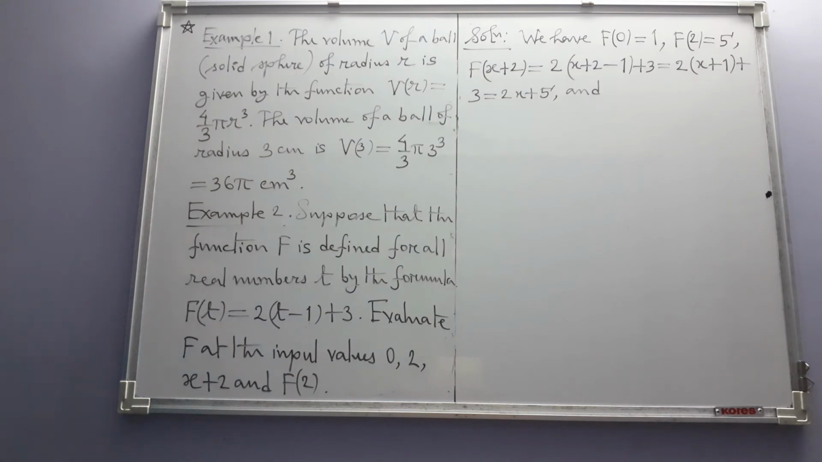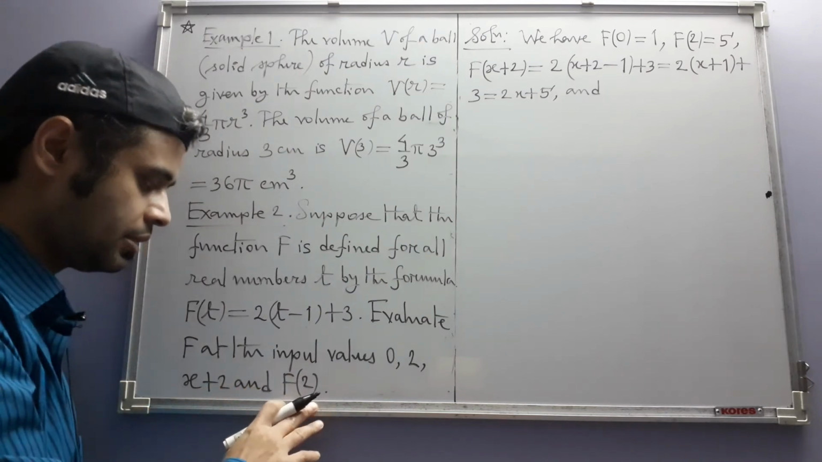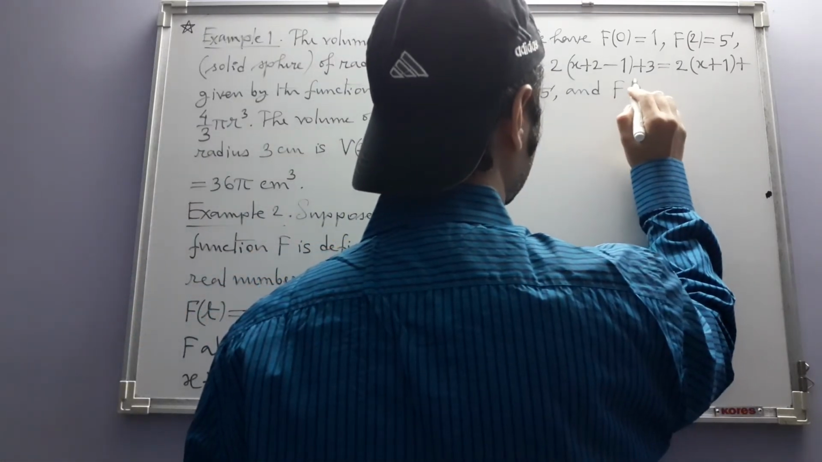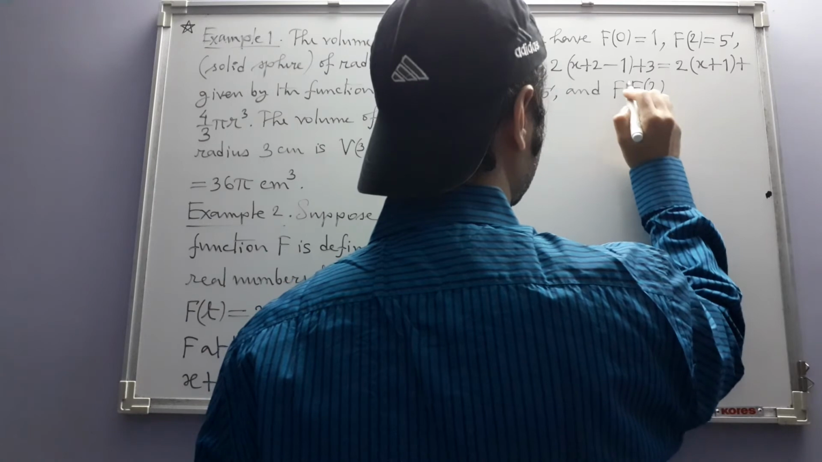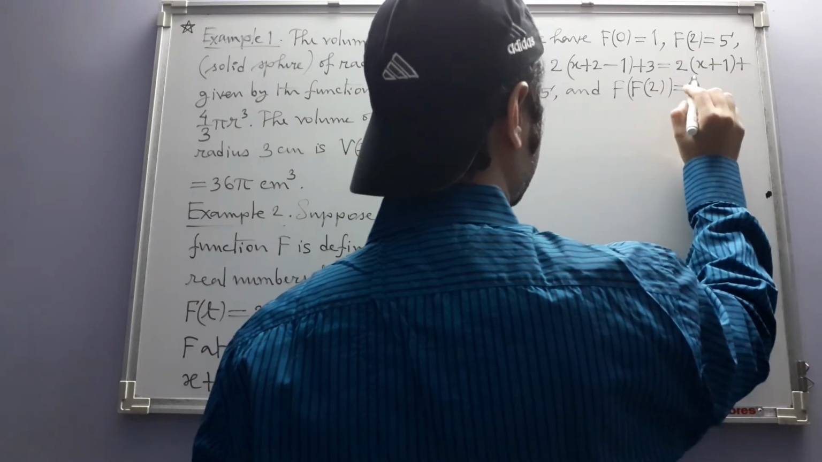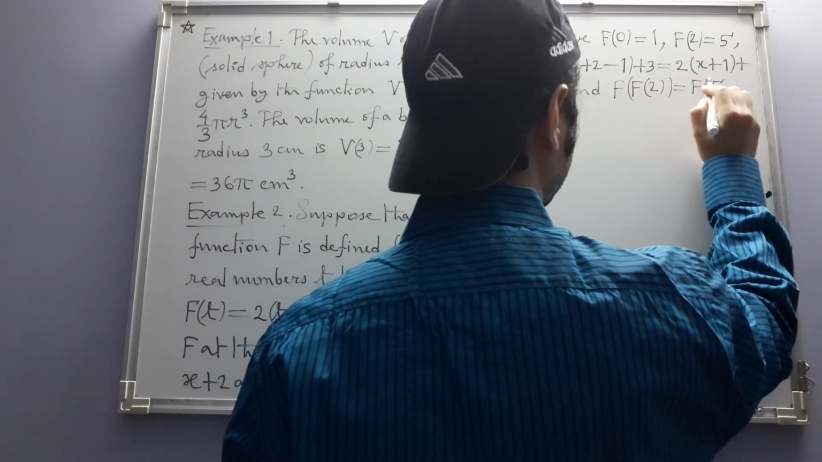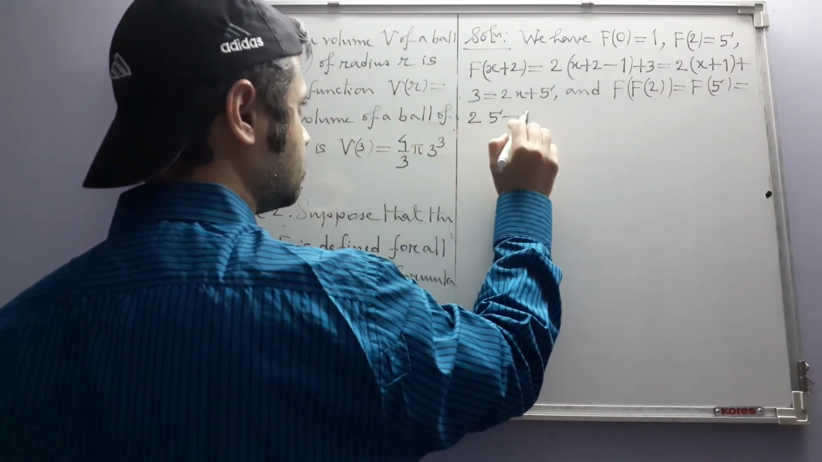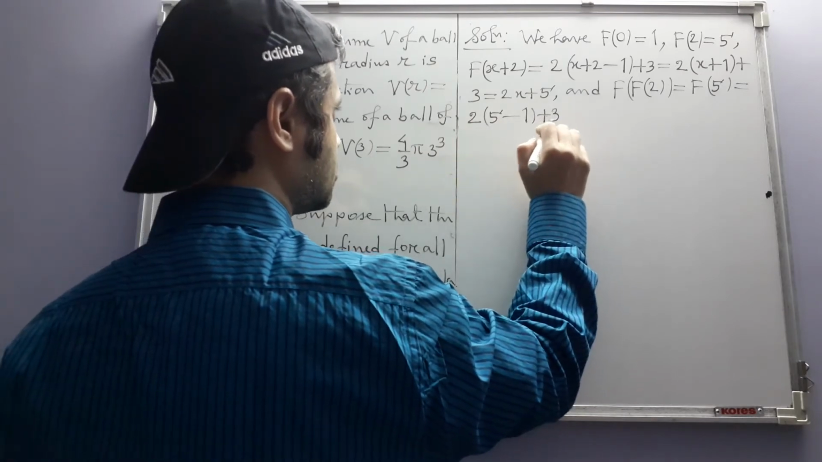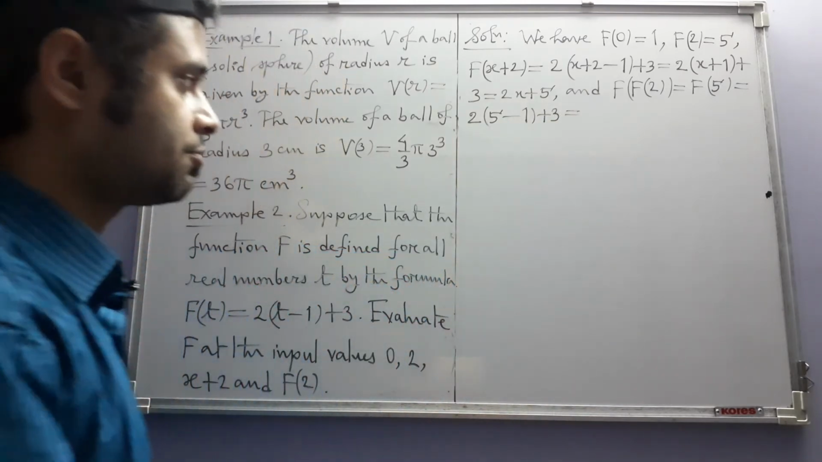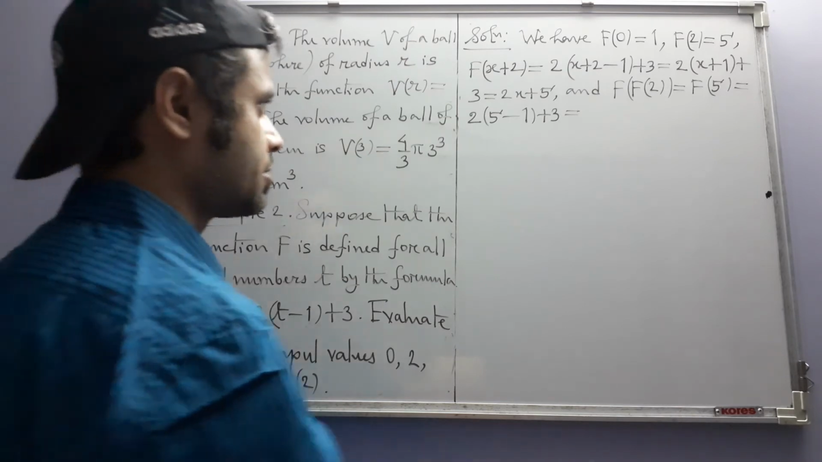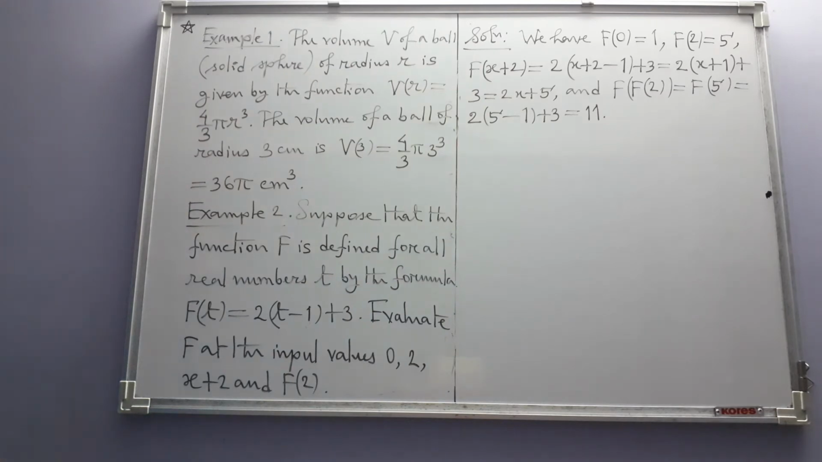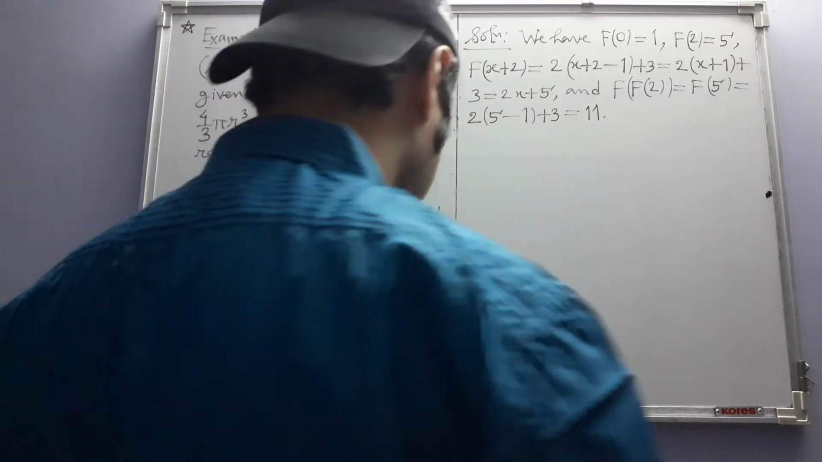And finally, here the input itself is F of 2. We have already calculated F of 2 to be 5. So this is 2 times (5 minus 1) plus 3. So 2 times 4 is 8, 8 plus 3 is 11. Okay, so that's how we just evaluate functions.